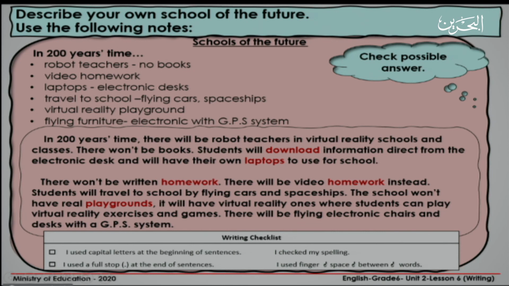Students will travel to school by flying cars and spaceships. The school won't have real playgrounds. It will have virtual reality ones where students can play virtual reality exercises and games. There will be flying electronic chairs and desks with a GPS system.